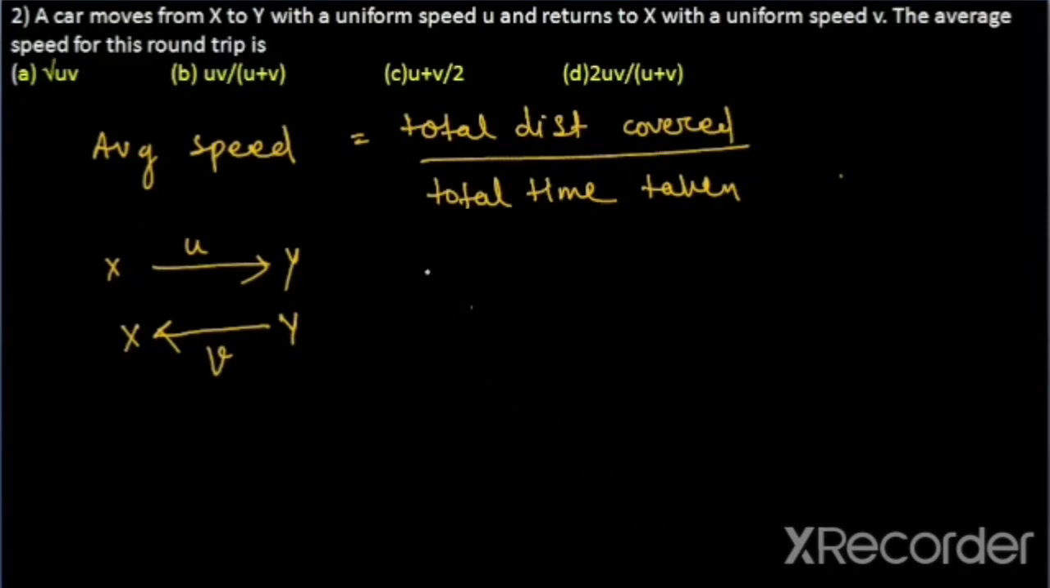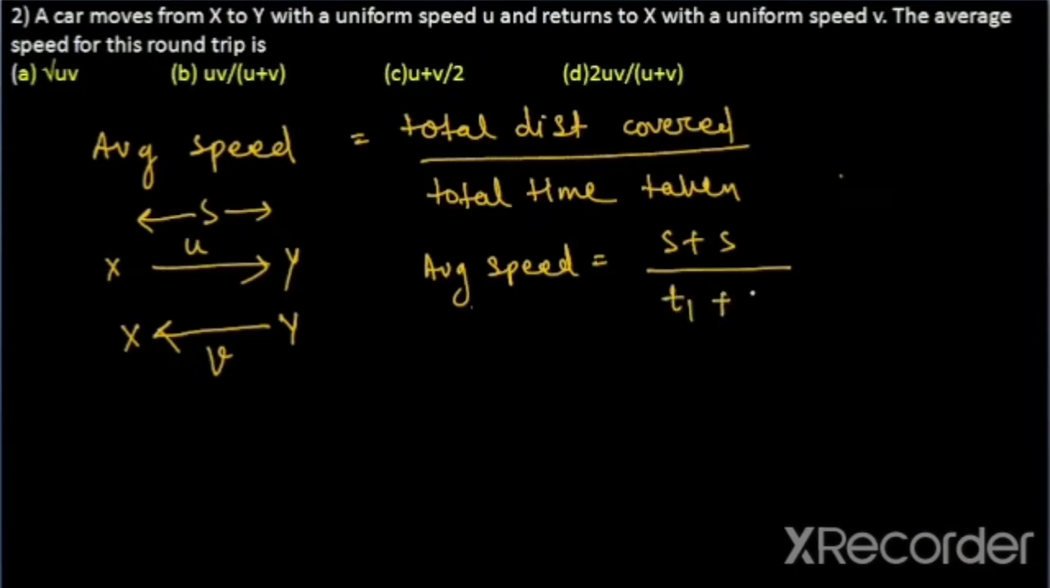Now average speed is equal to total distance. Let this distance from x to y be s, so it will become s plus s, and time taken by the car moving from x to y is t1 and time taken by the car moving from y to x is t2. Now as we know, speed is equal to distance by time taken. Time is equal to distance by speed.